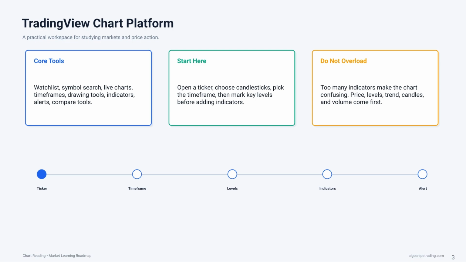The most important warning is do not overload the chart. Too many indicators can confuse traders. Price, levels, trend, candles, and volume should come first. Main idea: TradingView is the workspace, but the trader must learn how to read the chart properly. The goal is not to add many indicators. The goal is to understand what price is doing.